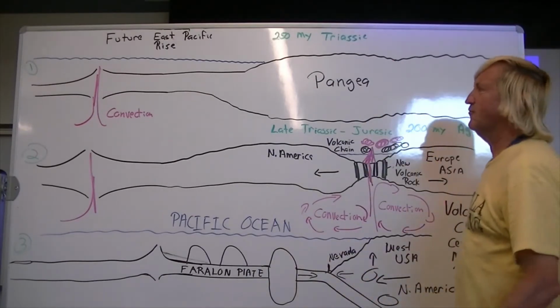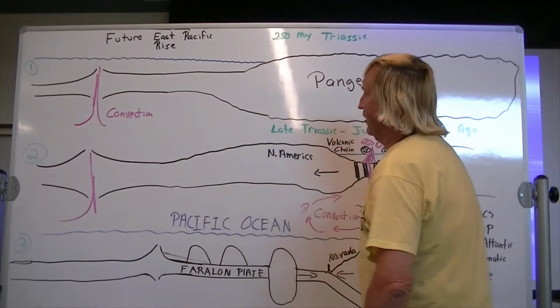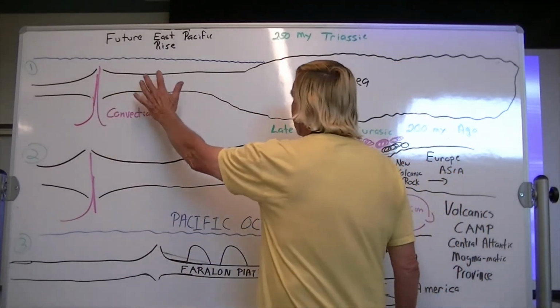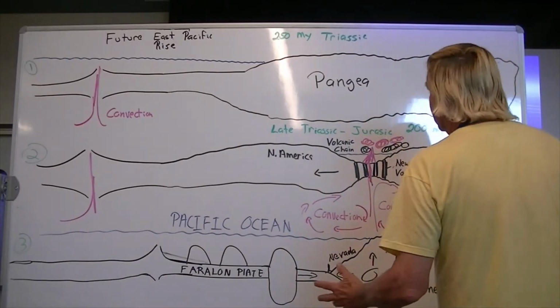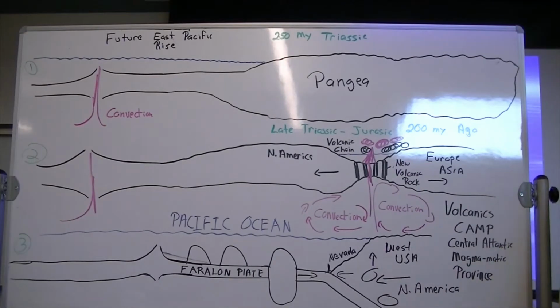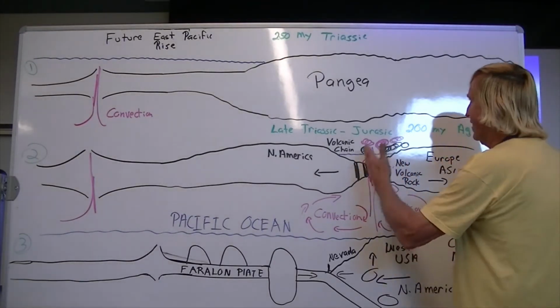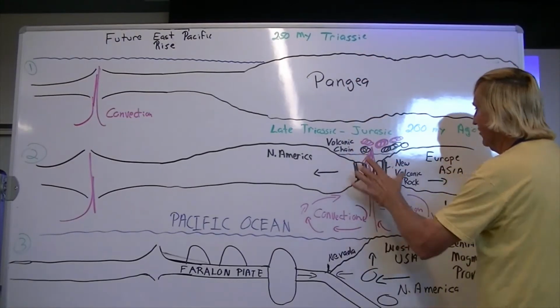Out here in the Pacific Ocean, there was a little bit of activity going on. There was a plate boundary that is going to be the future Farallon plate. And then something really interesting happens about 200 million years ago. A rift starts to occur right smack in the middle of Pangaea. So this is Pangaea before the rift, this is it during the rift.